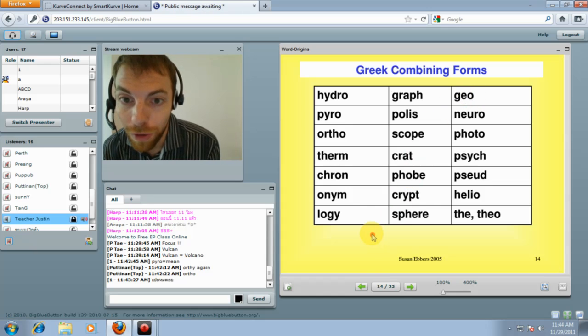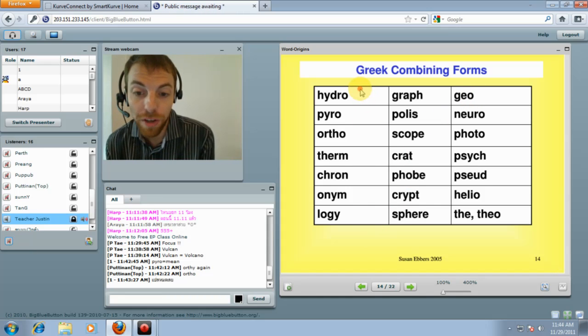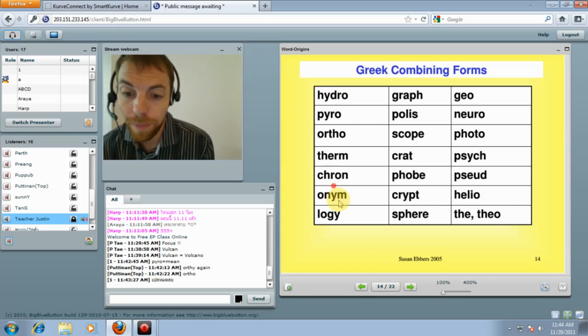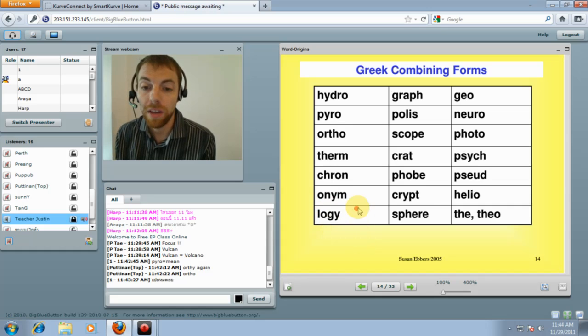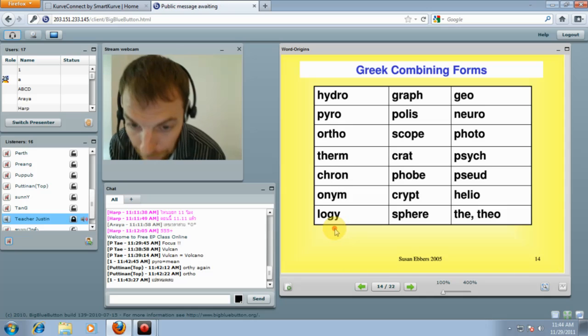Or you could have hydrology, which is hydro and ology together, which makes study of water. So when you are in school, usually when you go to university, you pick something you study, and that is called a logy.